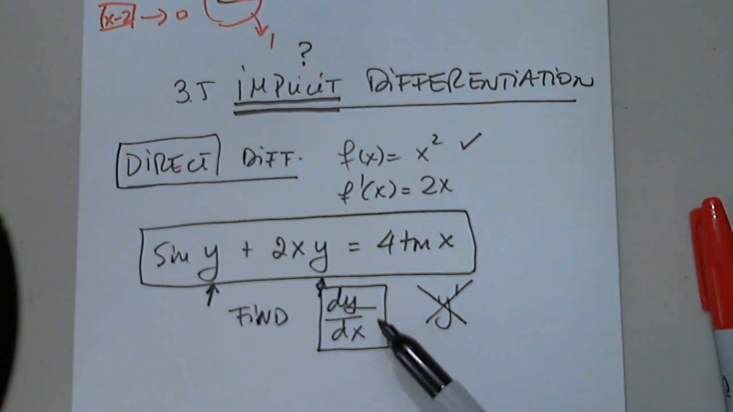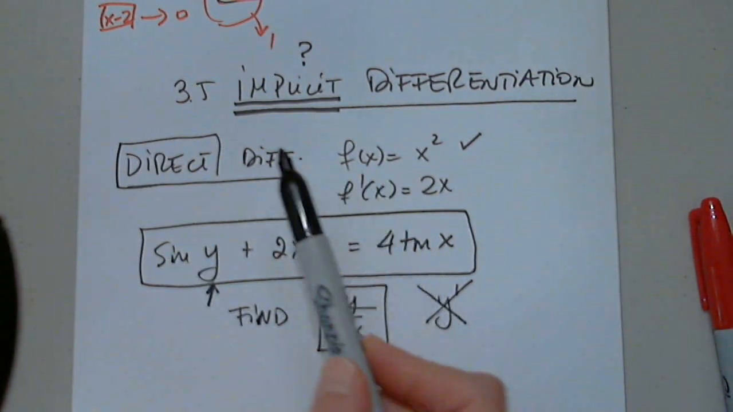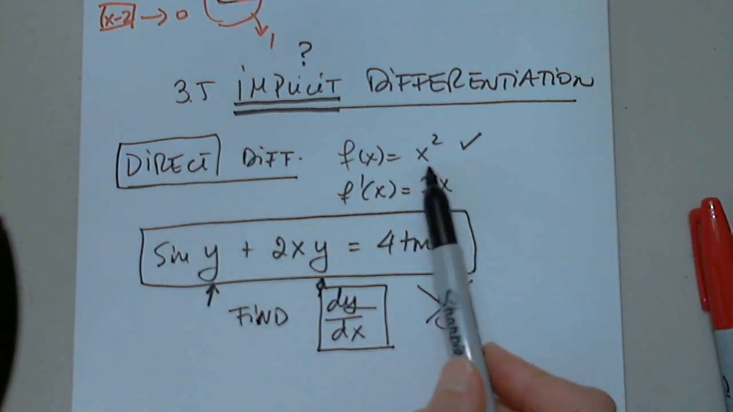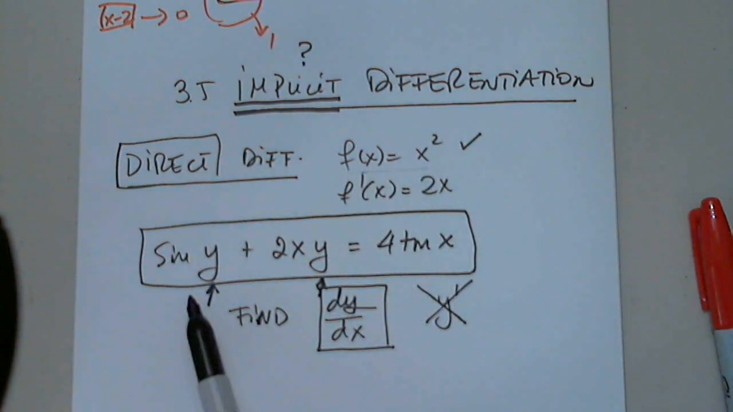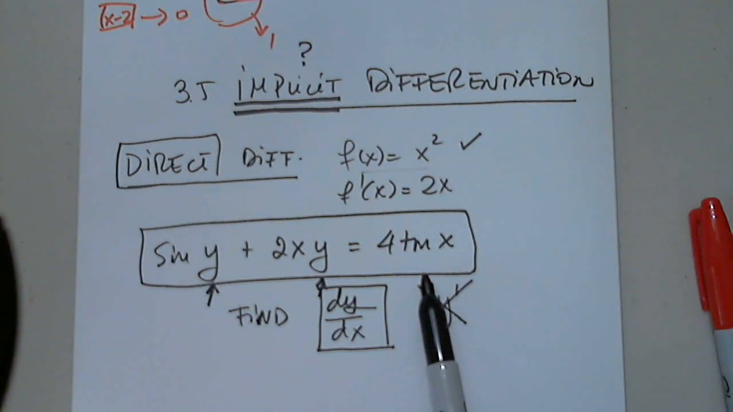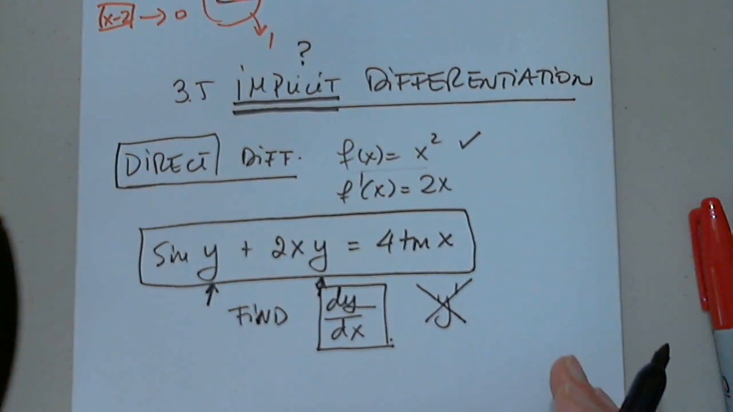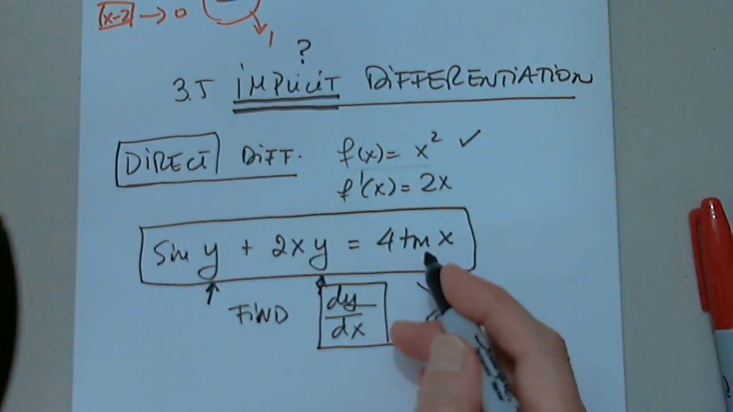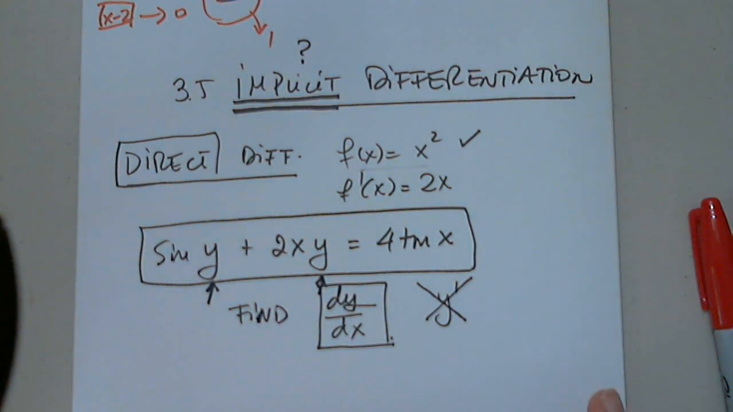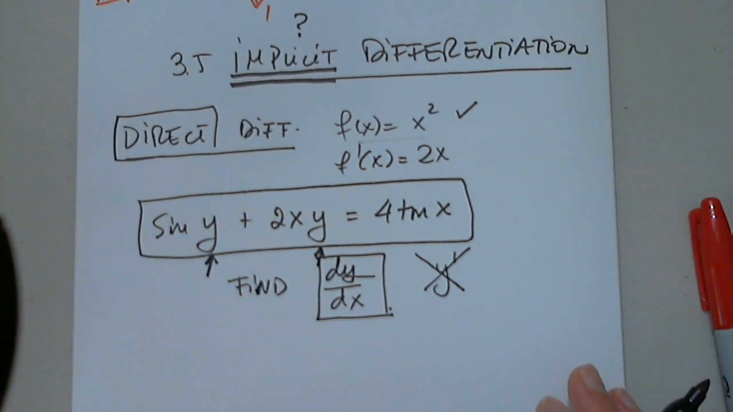So we are asked to find the derivative of y, but we are not given y directly, or the function directly. We don't have the function. No one can solve this equation for y. But we can still find an expression of dy over dx, or the derivative of y. We cannot solve this for y, but we can find an expression for dy over dx.